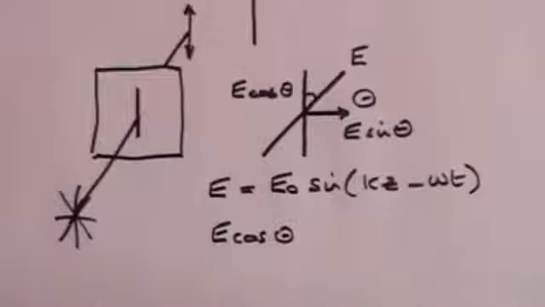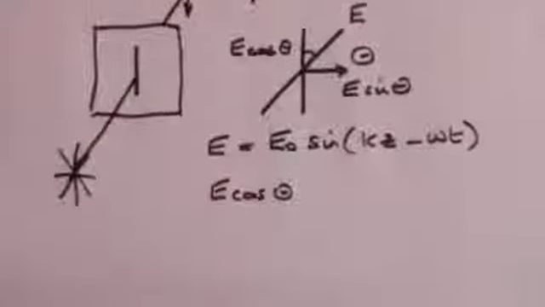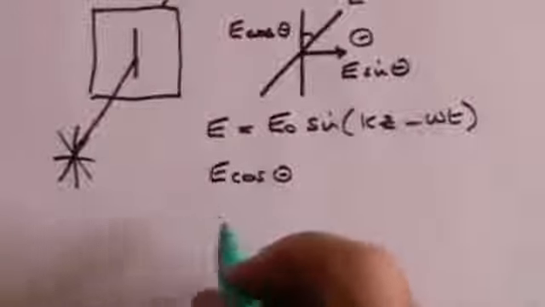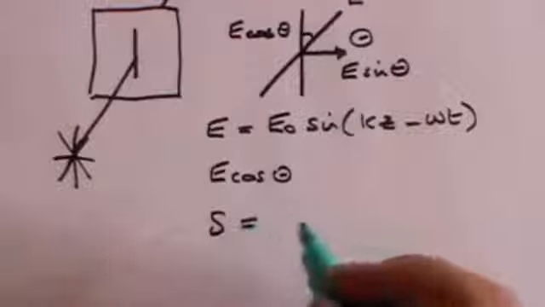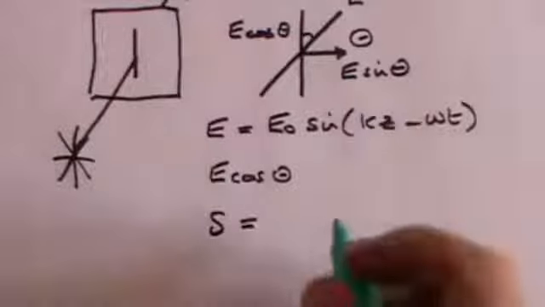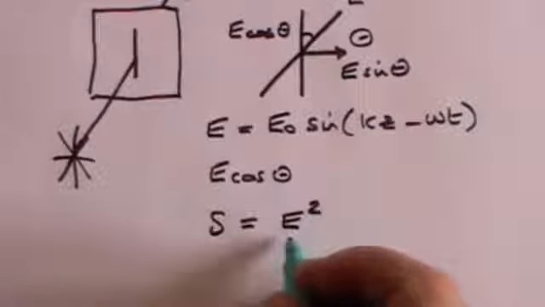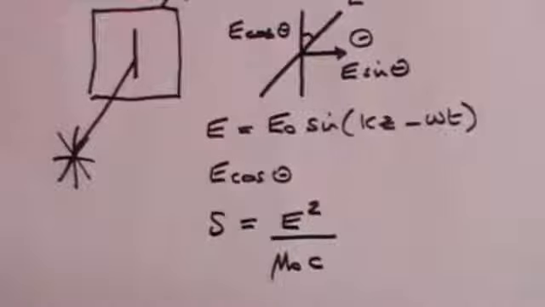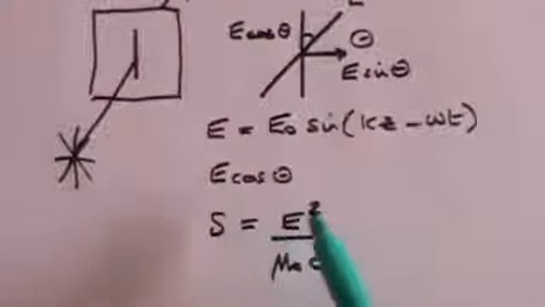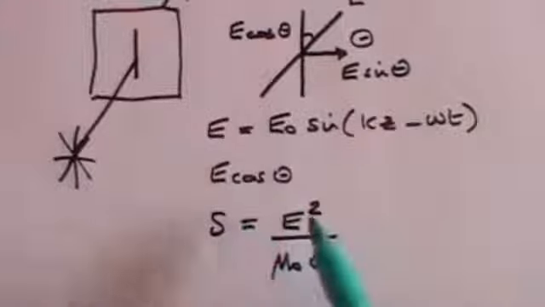Now, in the video on pointing vectors, we said that the pointing vector, which we called S, and which is, as it were, an indicator of intensity, was equal to E squared divided by mu naught C. And if S is proportional to E squared, which it obviously is.